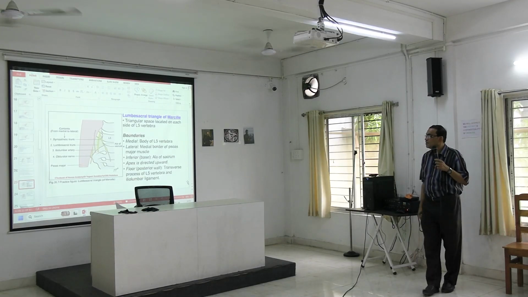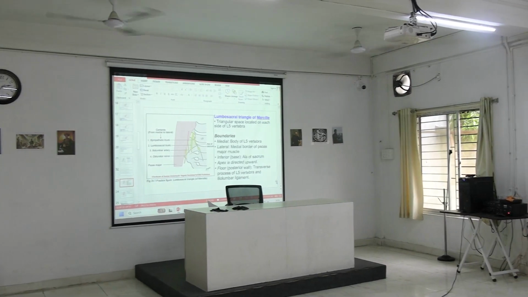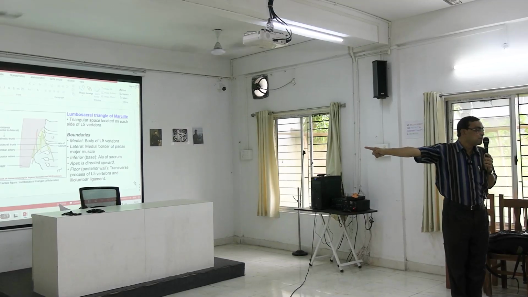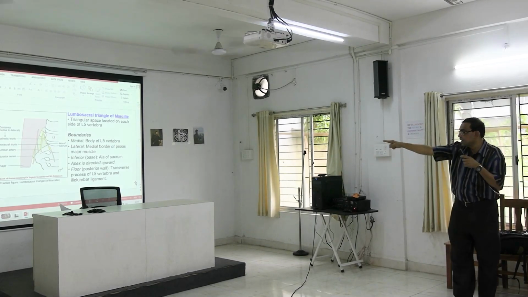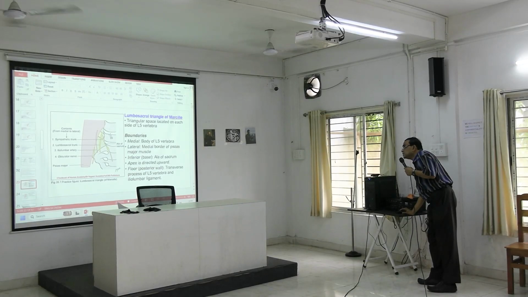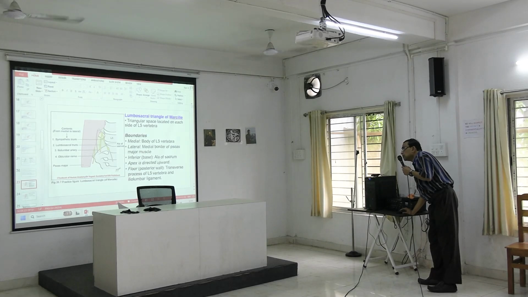Now we can see the psoas major muscle laterally. Medially we can see the fifth lumbar vertebra. Then we can see the sacrum. This is the fourth, this is the fifth lumbar vertebra. This is the sacrum. So medially we can get this fifth lumbar vertebra. Laterally we can get the medial border of the psoas major muscle, and this is the ala of the sacrum.